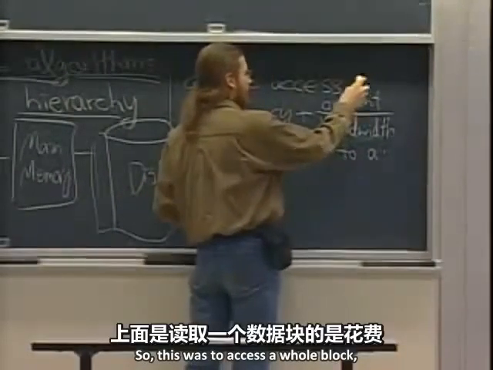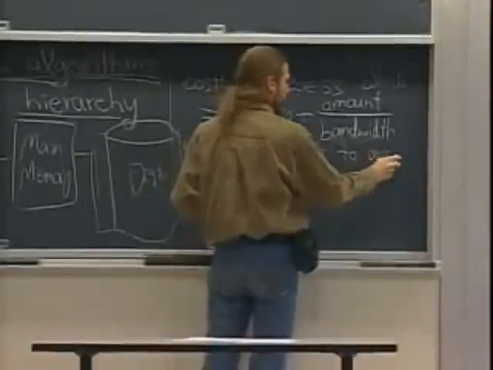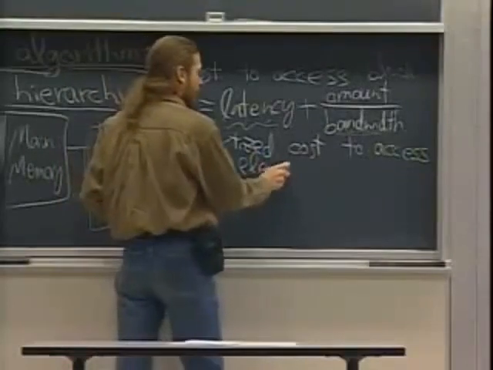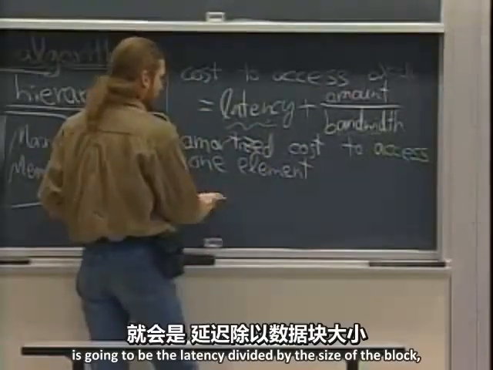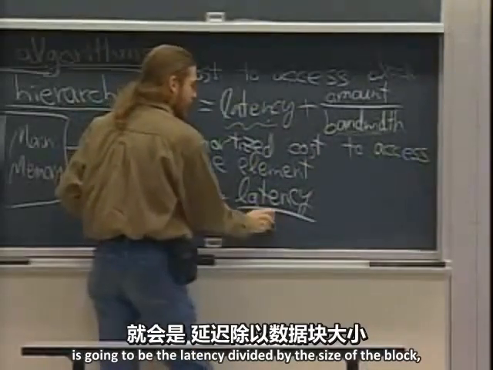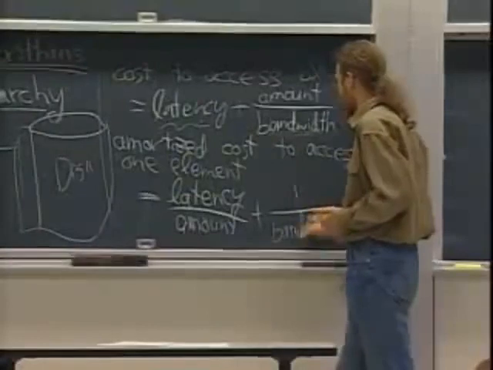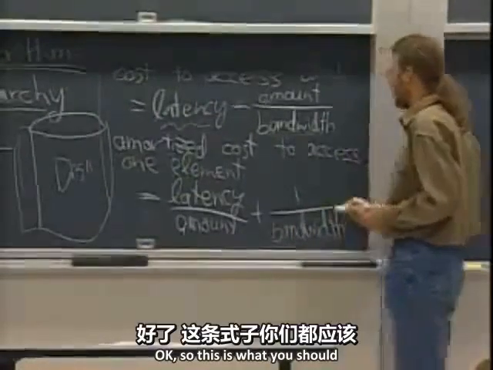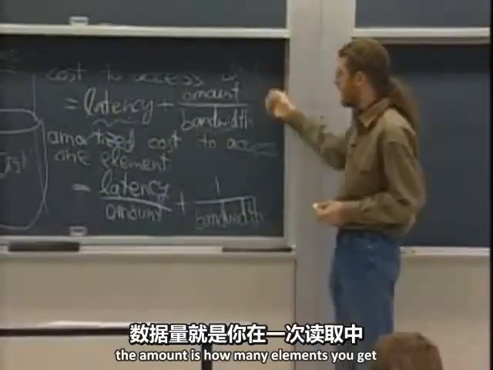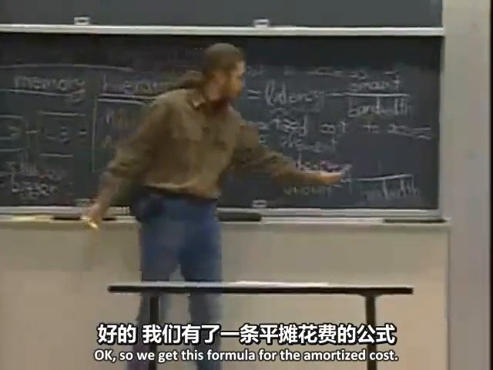So this was the cost to access a whole block, let's say, and this amount was the size of the block. So the amortized cost to access one element is going to be the latency divided by the size of the block, the amount, plus 1 over the bandwidth. This is what you should implicitly be thinking in your head. I'm dividing by the amount because the amount is how many elements you get in one access, let's suppose. So we get this formula for the amortized cost.